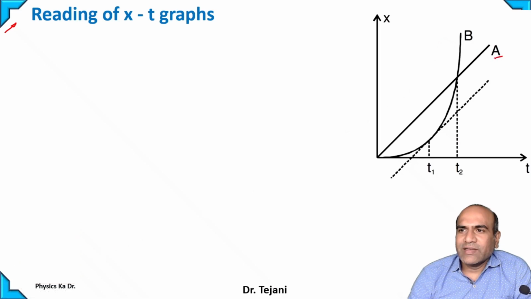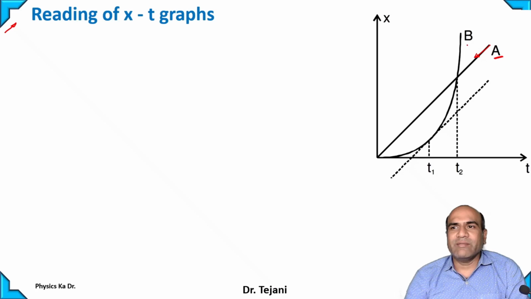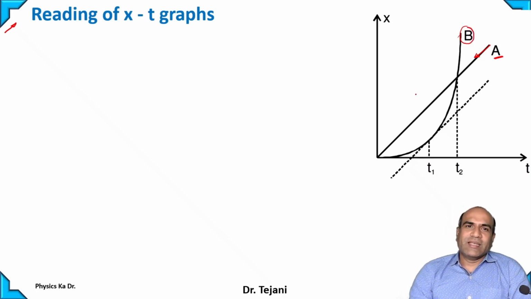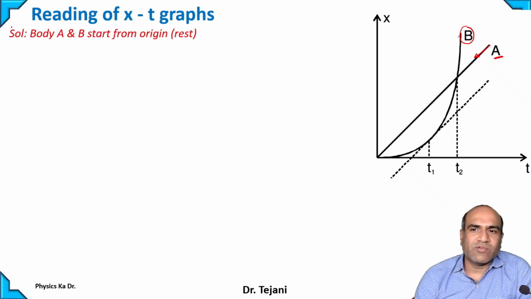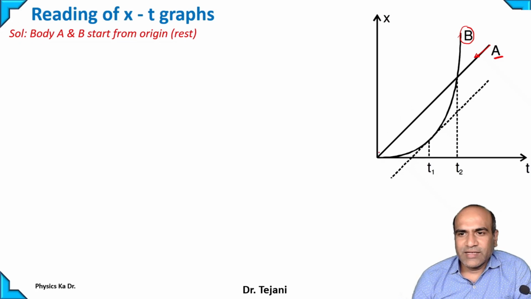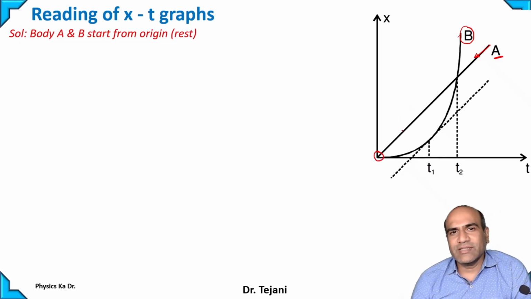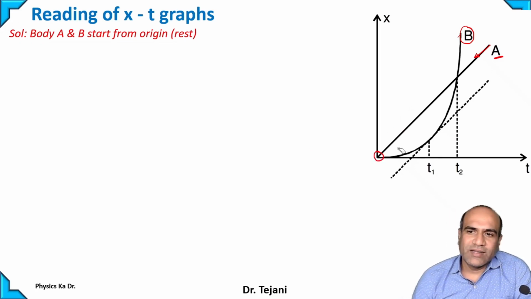A graph is given. A is an inclined, linear line, and B has some kind of non-linear curvature. So how to read this? First, A and B both are starting from where? Both are starting from the initial position, the origin. That is very well known.